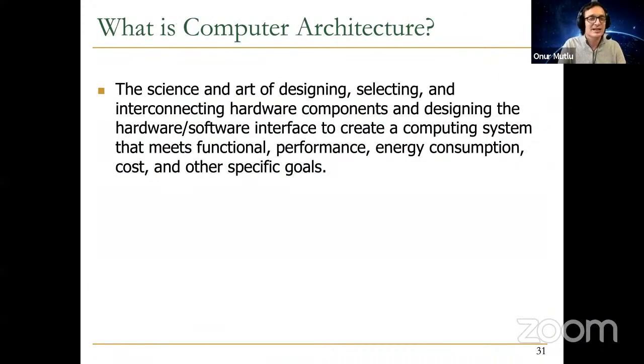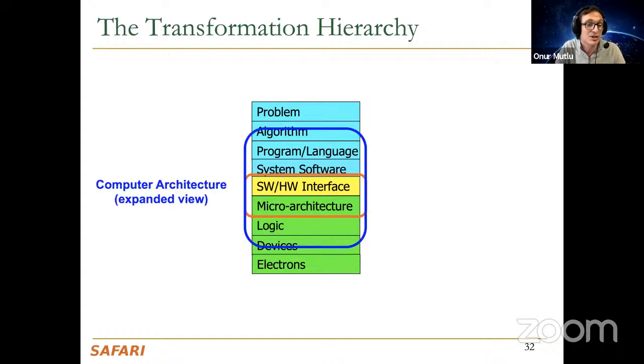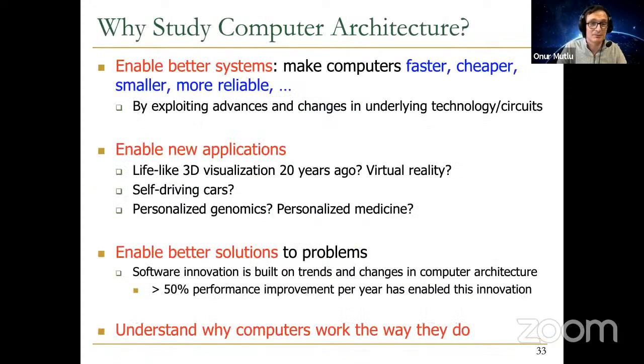Okay, so if you define computer architecture in some way, this is another way of looking at it. It's the science and art of designing, selecting, and interconnecting hardware components and designing the hardware and software interface to create a computing system that meets functional, performance, energy consumption, and other specific goals. There could be other specific goals, clearly. And again, the expanded view is what we're going to focus a lot on in this course. And you're going to see examples of real papers that you can select from and discuss in the seminar that show this expanded view.